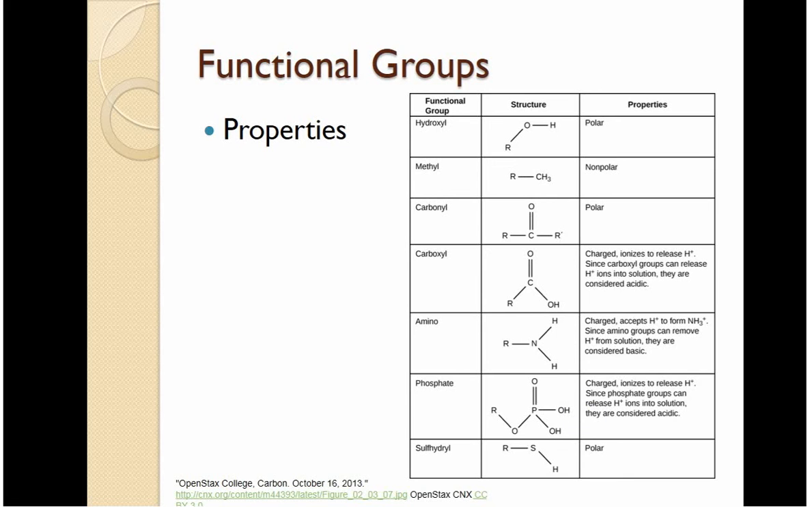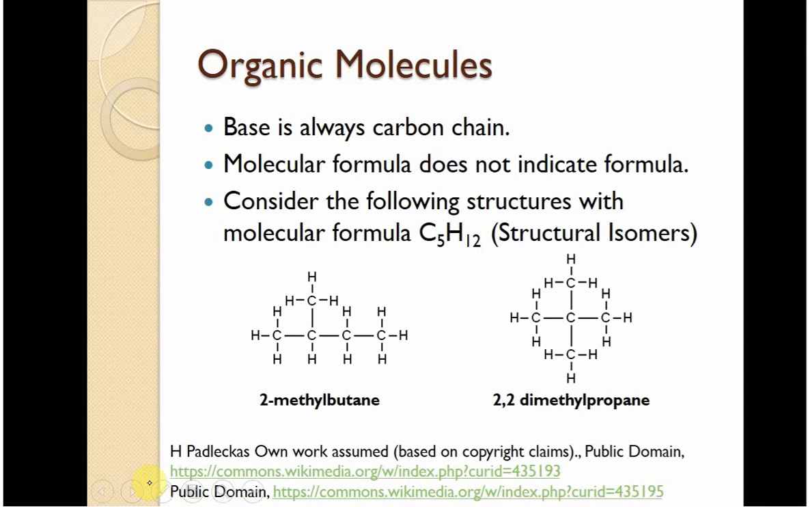So with that in mind, for an organic molecule, the base is always going to be carbon. Now, we can't just talk about the molecular formula the way we do in 111. So if you consider here 2-methylbutane and 2,2-dimethylpropane, if we count these up, I'm just going to count carbons first. 1, 2, 3, 4, 5. 1, 2, 3, 4, 5. Huh. If we look at the hydrogens, 1 through 12, and 1 through 12. They have the same molecular formula. And what that really means is we can't tell anything from the molecular formula.